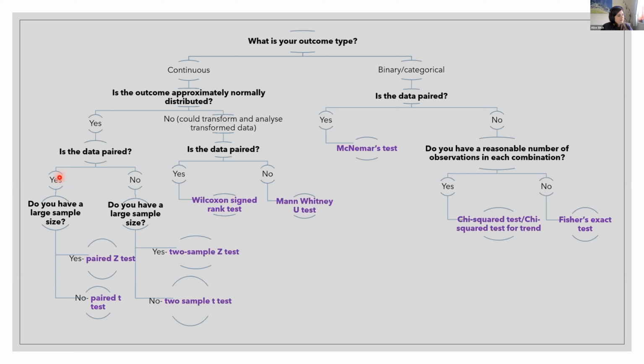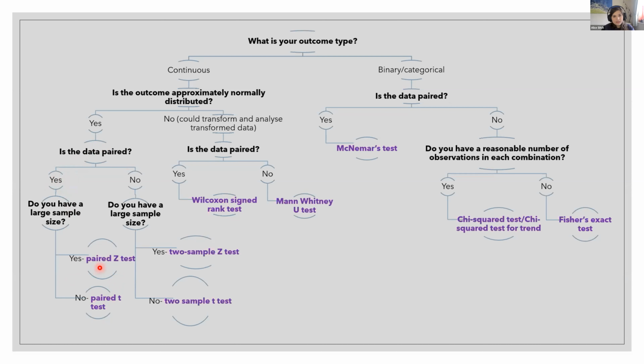Okay, and then to some degree, when we're thinking about our continuous outcomes and the tests to look at differences between two groups for a continuous outcome, the sample size question isn't actually too important. So I'll explain why I'm saying that. If you have got paired data and it's approximately normally distributed with your continuous outcome, then you're looking at a paired test. And this could be a paired t-test or a paired z-test.